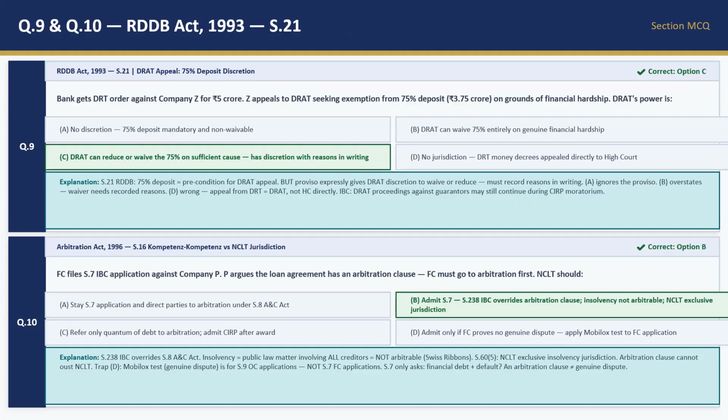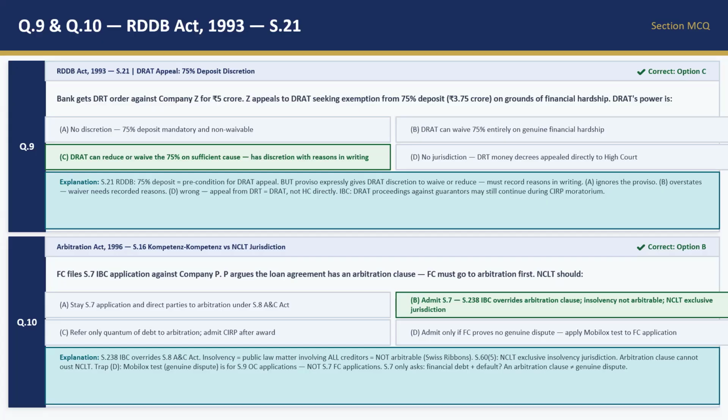So bank gets DRT order against company Z for 5 crores. Z appeals to DRAT seeking exemption from 75% deposit on grounds of financial hardship. So DRAT has the power, it can reduce or waive the 75% pre-deposit on sufficient cause being shown, because it has discretion, but it has to record reasons in writing.